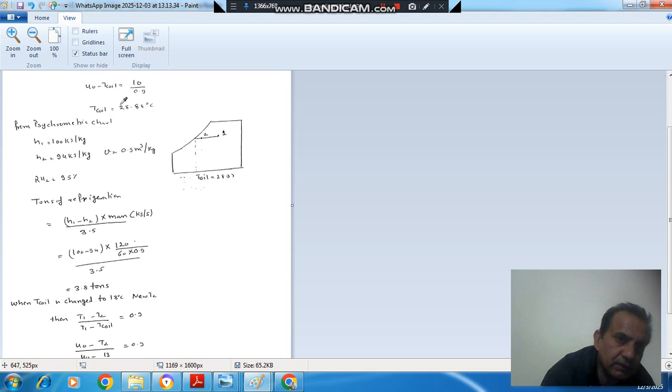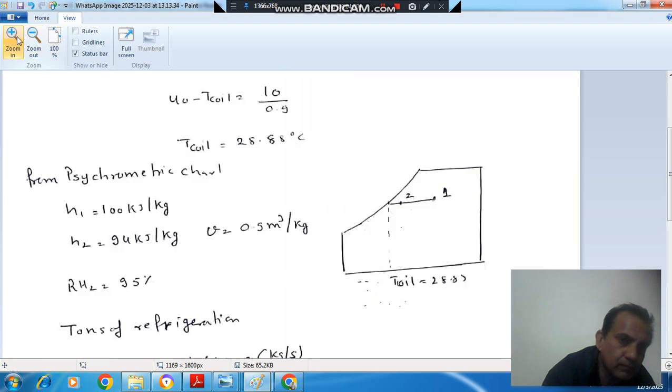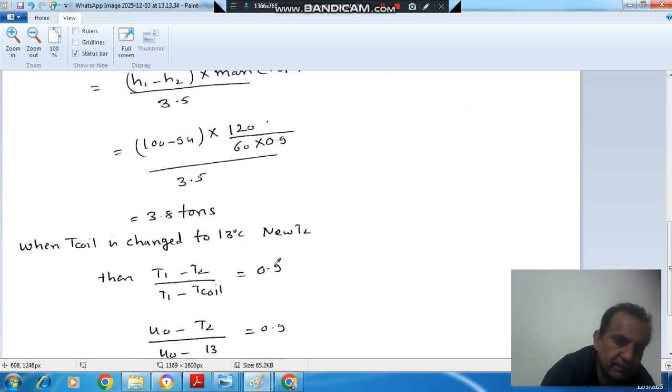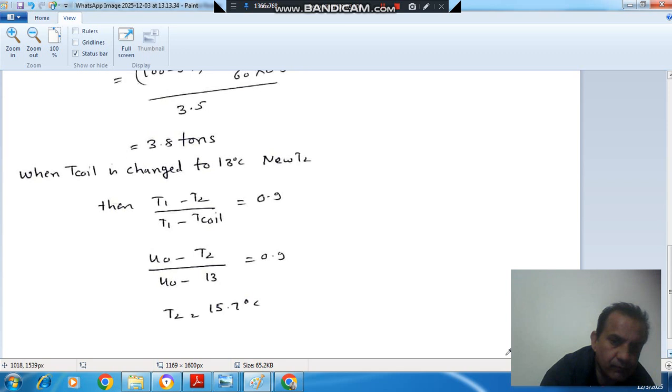So now when the coil temperature is changed to 13 degrees Celsius, then there is a new T2. Initial temperature is same but final temperature will be different. So we'll find out this T2 using the same formula. So T2 will come out as 15.7 degrees Celsius. Okay.